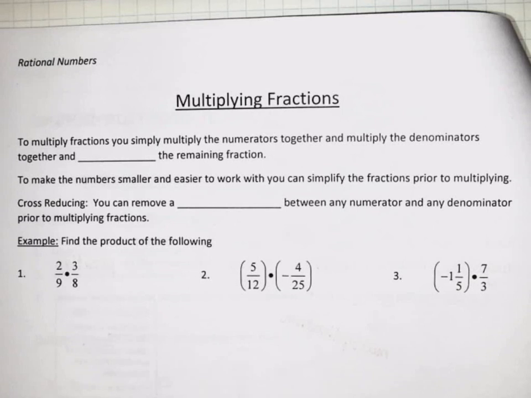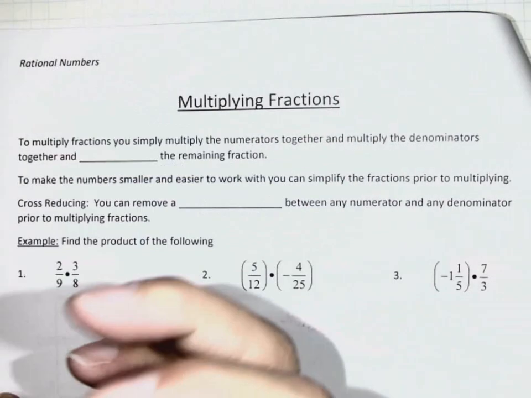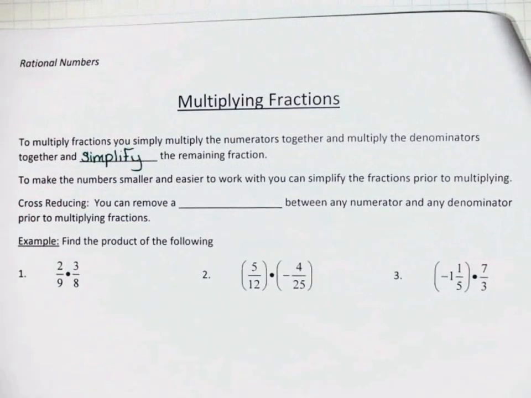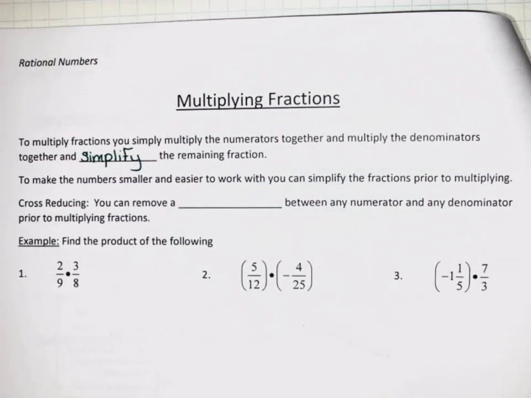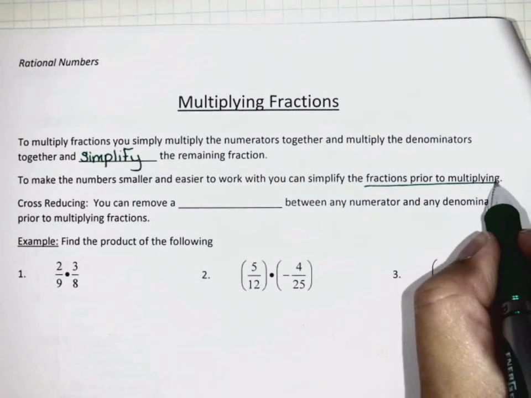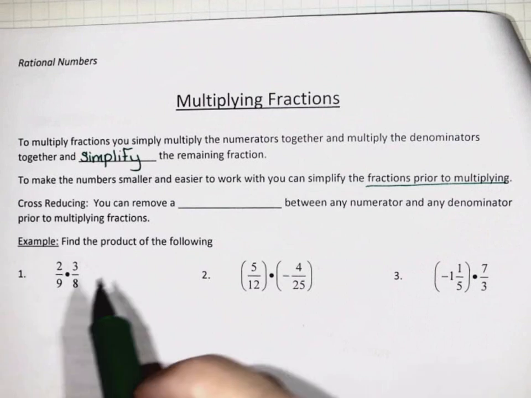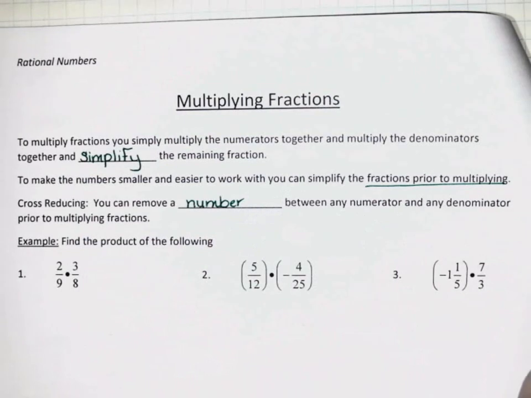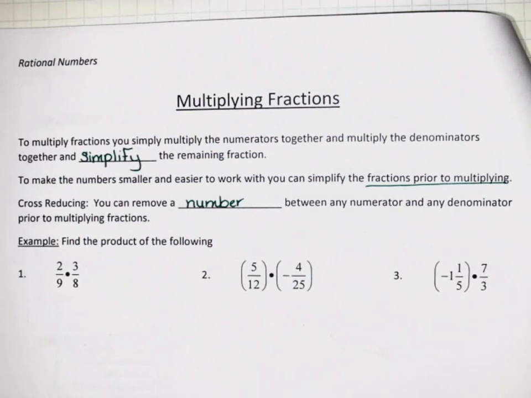To multiply fractions, you simply multiply the numerators and the denominators together, and simplify the remaining fractions. To make numbers smaller and easier to work with, you can simplify the fractions prior to multiplying. Cross-reducing: you can remove a number between any numerator and any denominator prior to multiplying fractions.